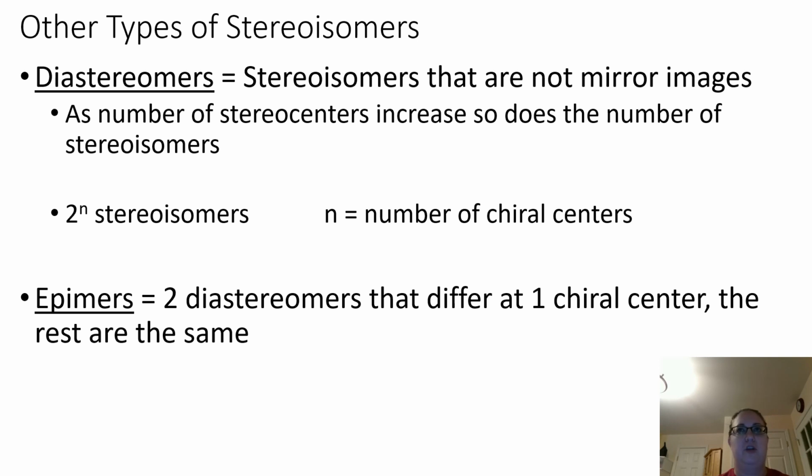So if we look at them in terms of directionality, if we've got 2 of them, one of them will stay the same between the 2 structures. The other one is going to be different. So 2 epimers are 2 diastereomers that differ at one chiral center, and the rest of those chiral centers all stayed the same in terms of their directionality.